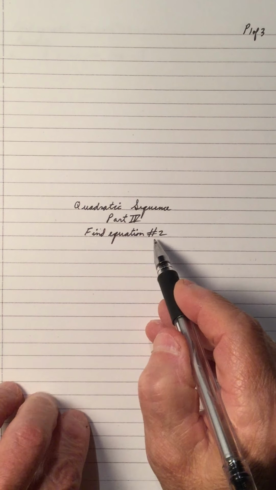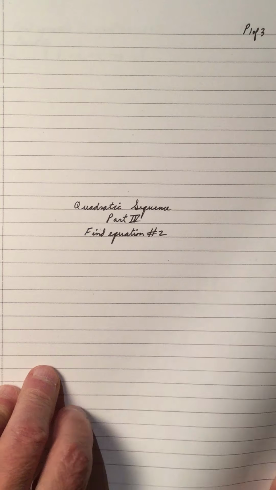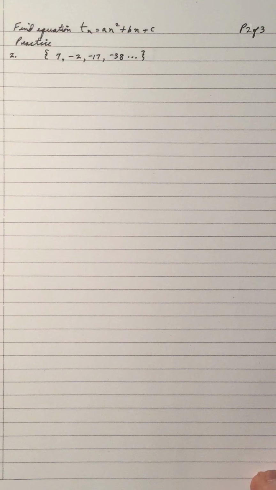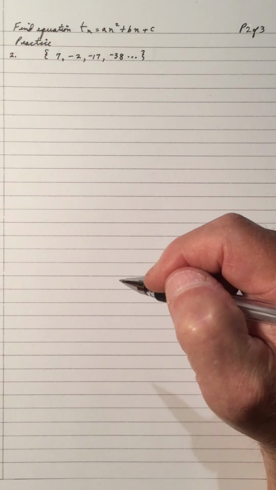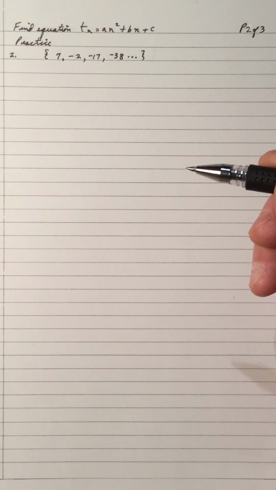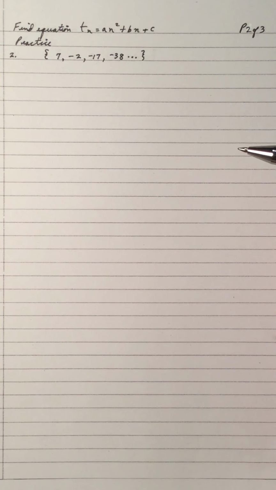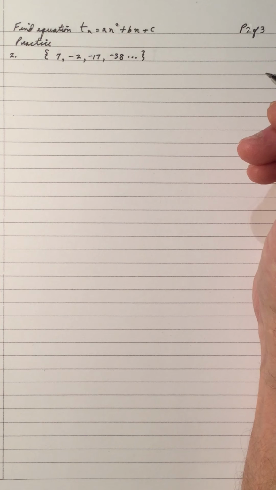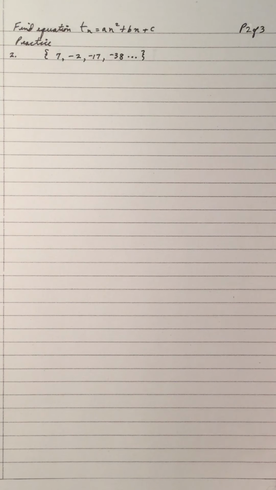Find equation number 2. This time, in the previous video, I worked out the equation by finding the D2 and then finding the value of A, plugging the A in, and then plugging the two extra points, N and Tn, into the equation to find the values of B and C. But in this video, I'm going to work it out a little bit differently. Let's say I forgot that D2 was 2A and I didn't get my D2. How would I do it?